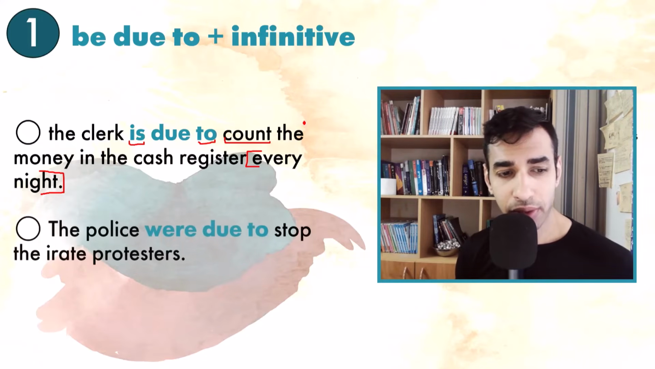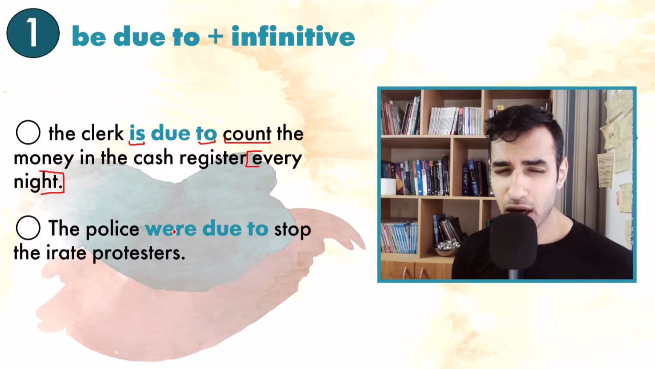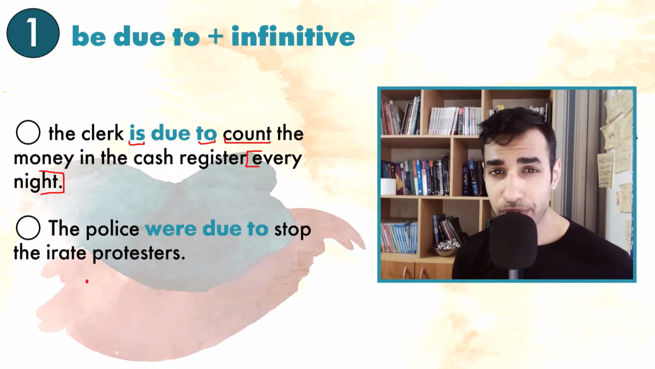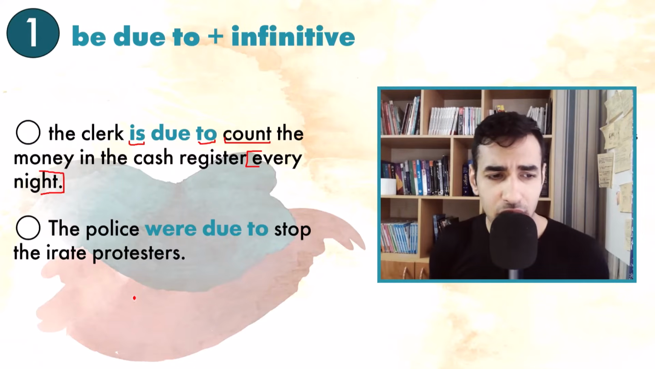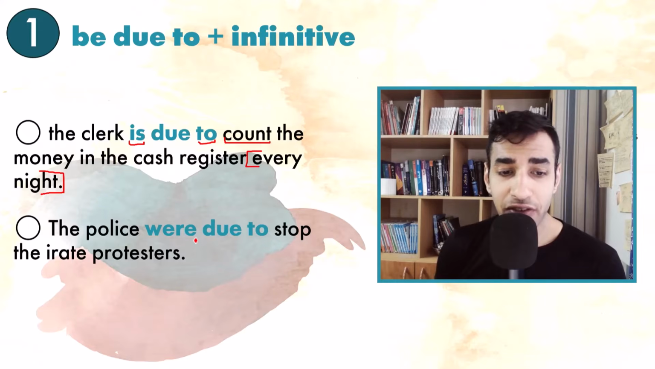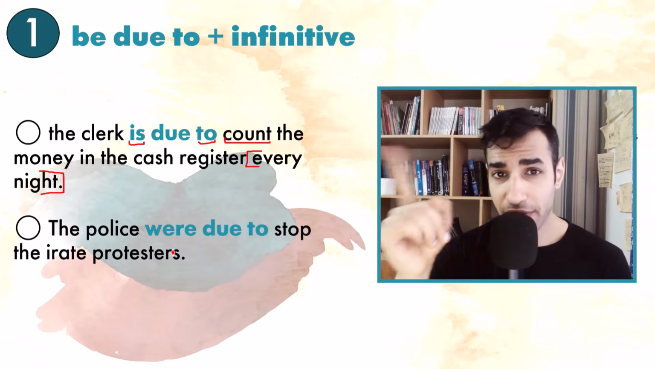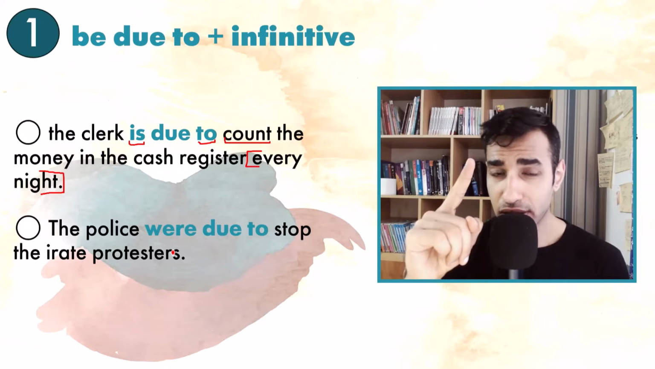Next example. There is no time expression in this sentence. The police were due to stop the irate protesters. Irate means very angry. Protesters that were very angry. In the following sentence, or the previous sentence, there must come a time expression. Due to with the past form of be, was or were, talks about a future seen from past. A future seen from past.